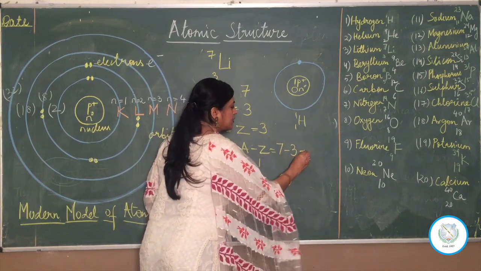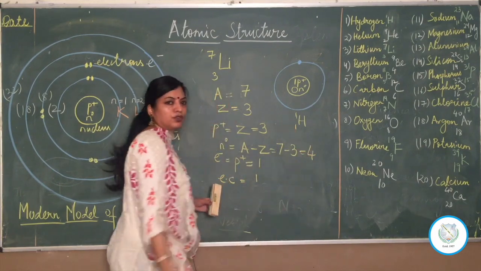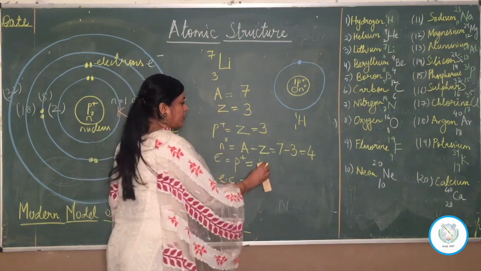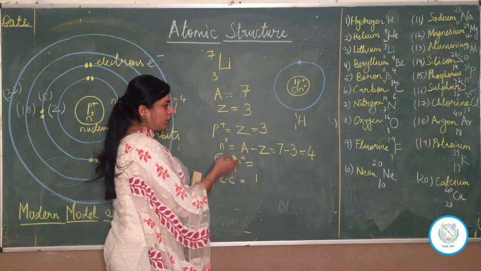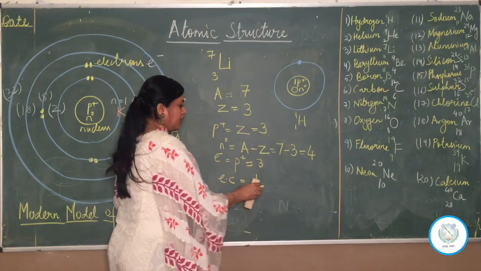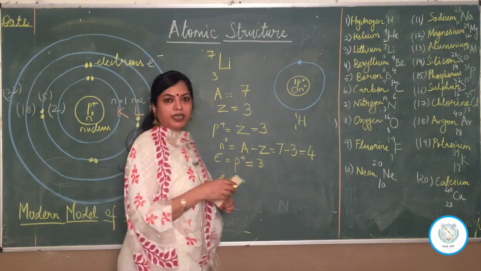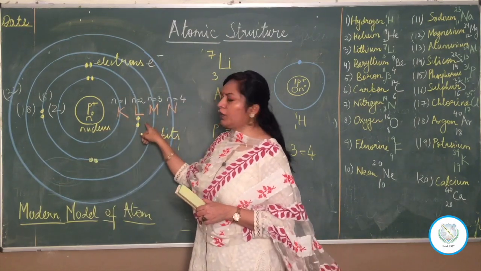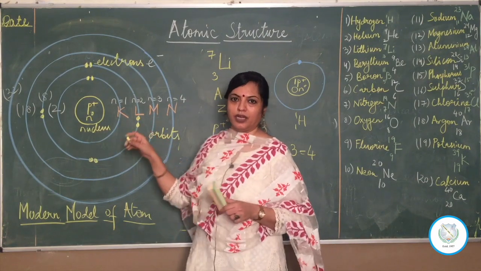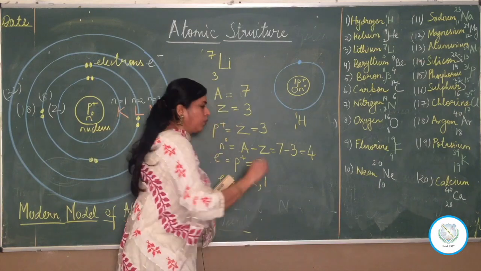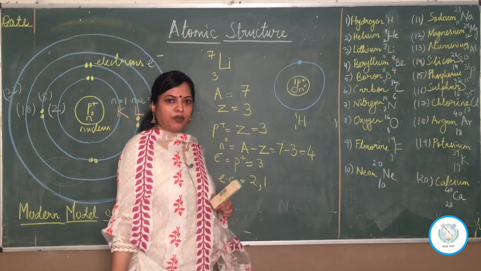7 minus 3, which is how much? 4. 7 minus 3, which is 4. Electrons is same as protons, please follow the same sequence. What do you get here? 3. Now what will be the electronic configuration here? 2 will be filled here and remaining 1 would go to the L shell. So how will we write it? 2, 1. This is the electronic configuration.